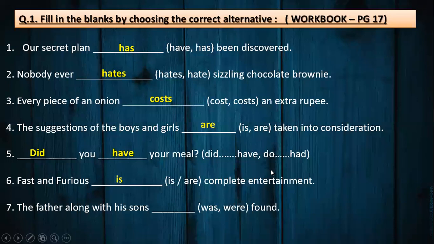The father, along with his sons, dash found. Do we consider the father with his sons as plural? No. We have a preposition. That is prepositional phrase. That is along with. Right? So in this case, we have the father. The father was found along with his sons. Right? It's an error here. Please ignore the error. It should have been was. Right? Yes. What is the correct answer here? Was. Yes?